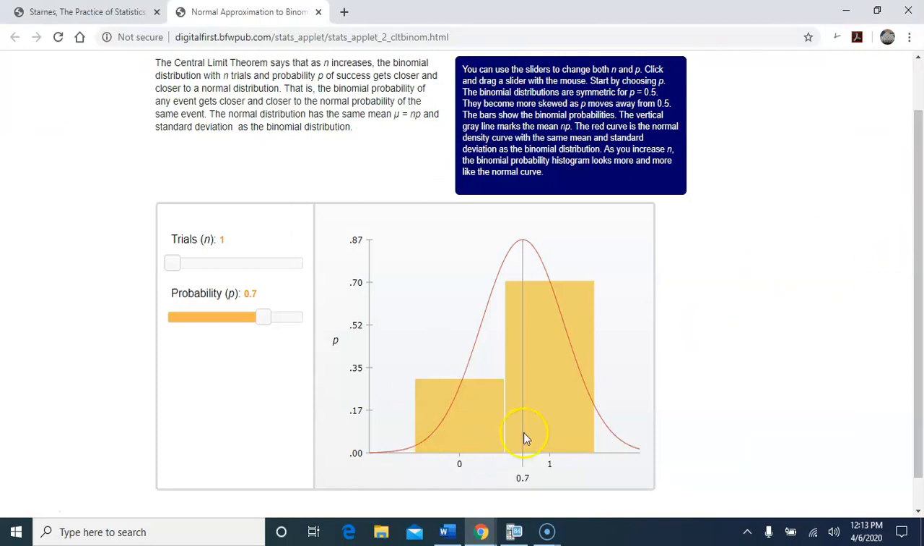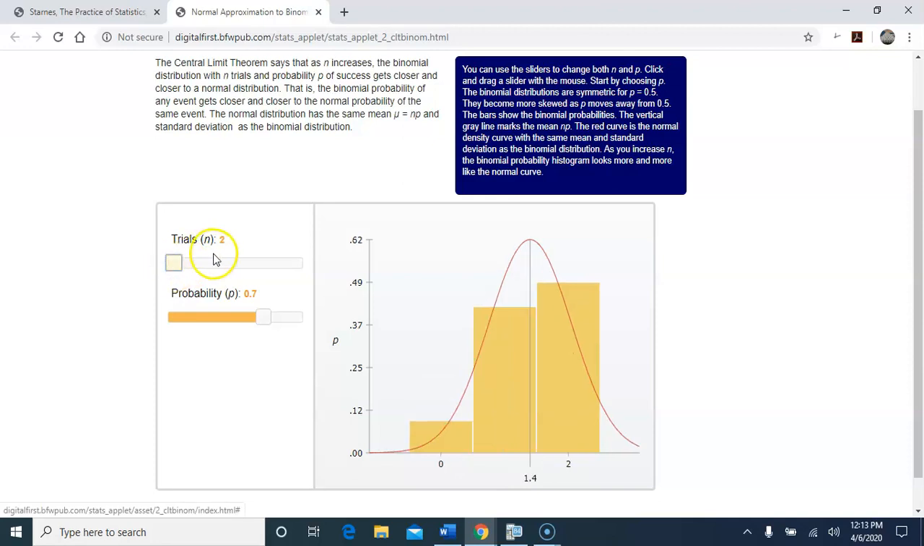If we have a binomial random variable with just one trial, and the probability of success is 0.7, then the probability of 0 successes is 0.3, and the probability of 1 success is 0.7. So we have 2 bars representing those 2 probabilities. If we make the sample size 2, we could have 0 successes, 1 success, or 2 successes with these probabilities. Now, these histogram bars right now do not look very normal. Here's the normal curve being graphed with the red line.